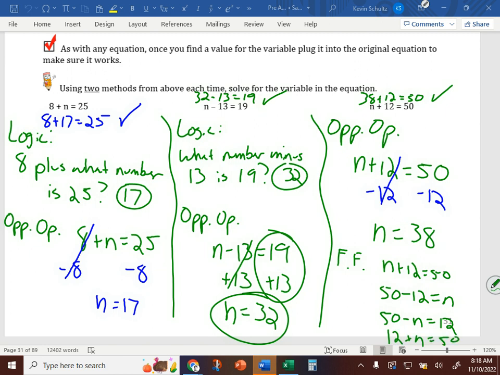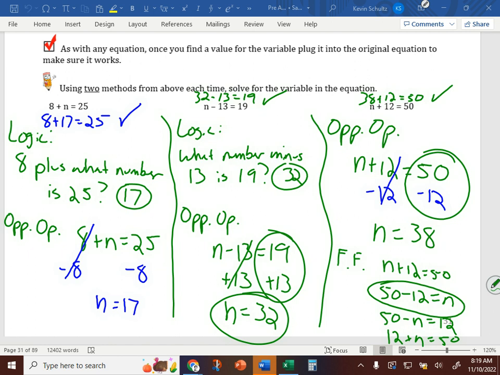What's the most helpful member of this fact family? 50 minus 12 equals n, because n is by itself. It's the exact same calculation that we did in opposite operations. And 50 minus 12 equals 38, which is the answer we got. So that's good.